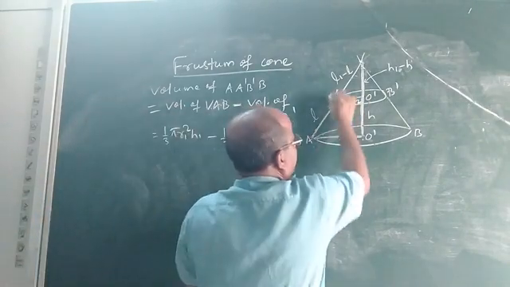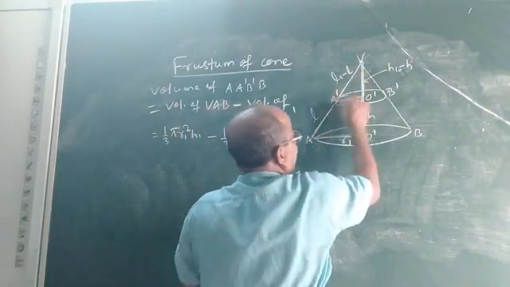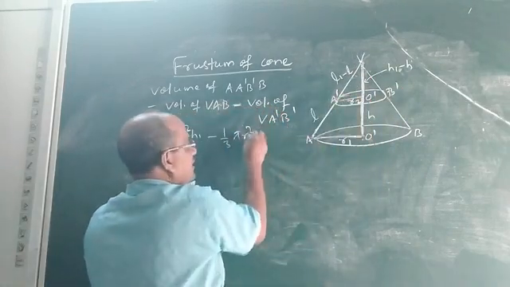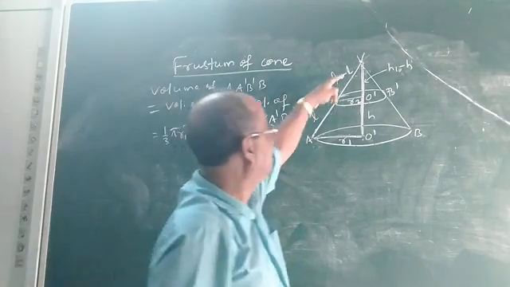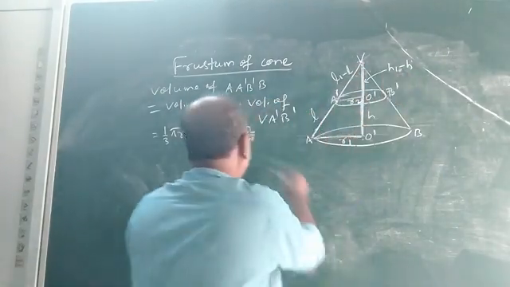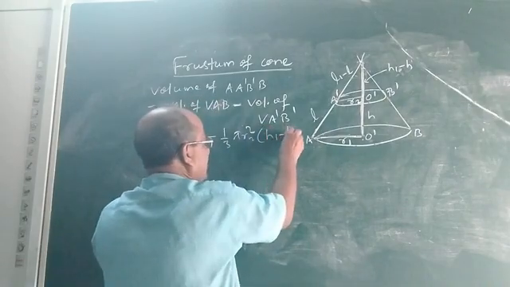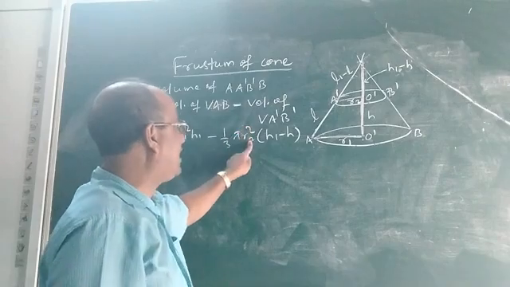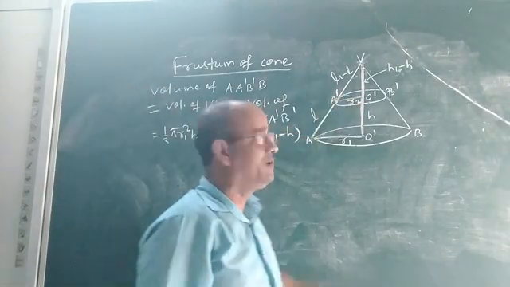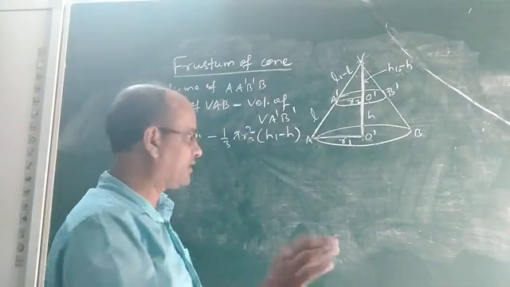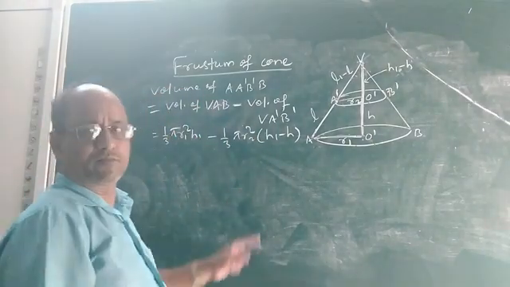Now for the cone VA'B', what is the radius? It is r2, so r2 square. And the height will be VO', whose value is h1 minus h. So the volume is 1 by 3 pi r2 square, where r2 is the radius of the base of the cone VA'B', and its height is h1 minus h. Now, how to find its value?